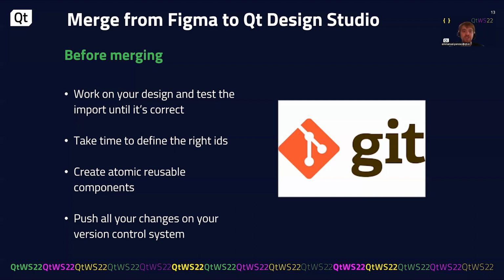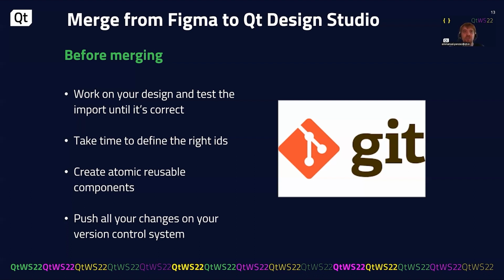You also need to define some IDs that need to be unique. Take really a lot of time to define them, because afterwards you will not be able to modify them anymore. What I think also is that it's always easier to manage small items. So create some small reusable components in Figma. Okay, that is really important: create atomic components that you try to reuse everywhere in your user interfaces.